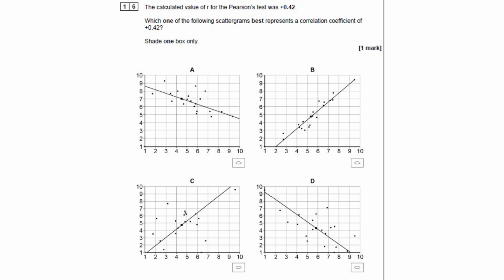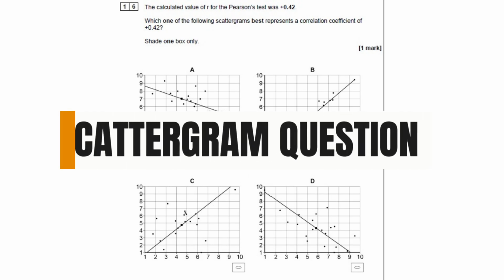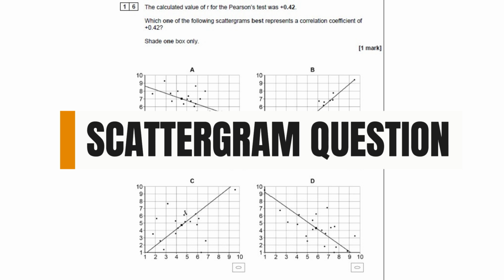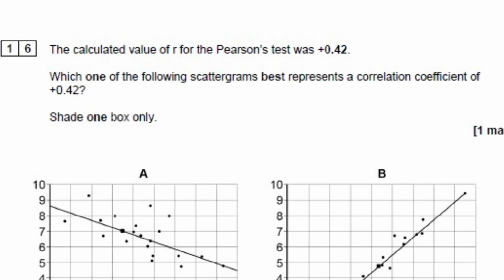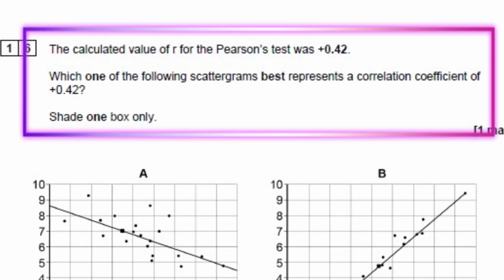In this video, we're looking at a question from a past paper showing scattergram correlation coefficients. The question is, the calculated value of R for a Pearson's test was plus 0.42. Which one of the following scattergrams best represents a correlation coefficient of plus 0.42?